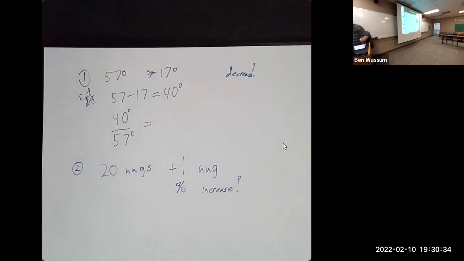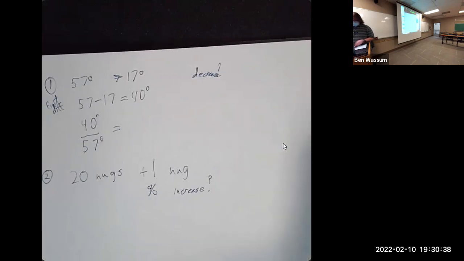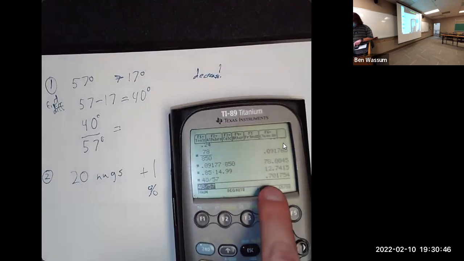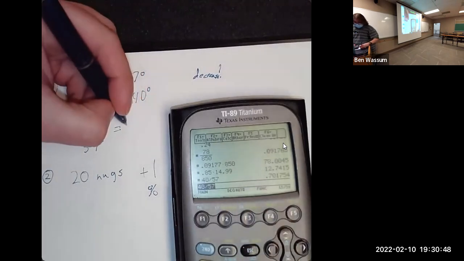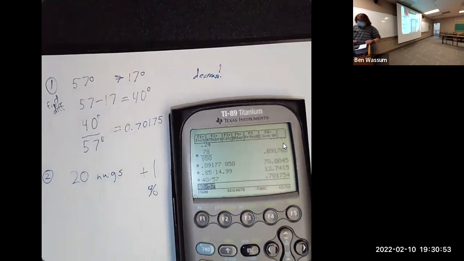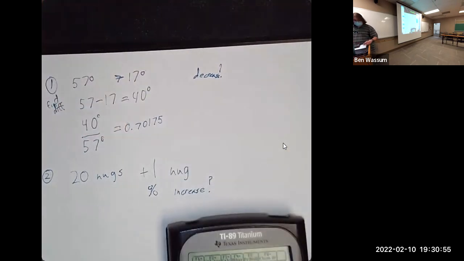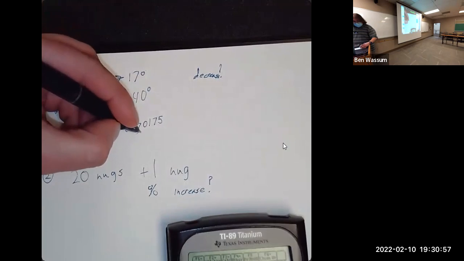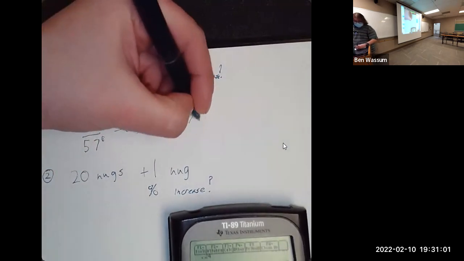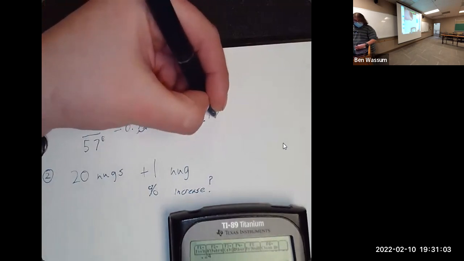And you'll end up finding the decimal form of your percentage. So I end up with 40 divided by 57. Got this big ugly thing. 0.70175, good enough. And I can convert that to a percentage by moving over twice. And I get 70.175%.